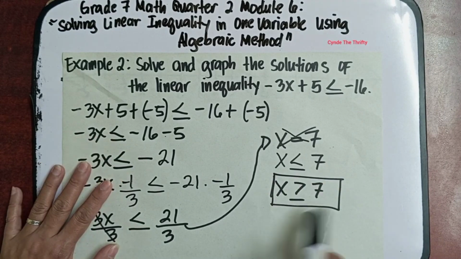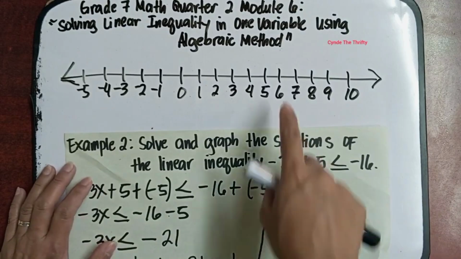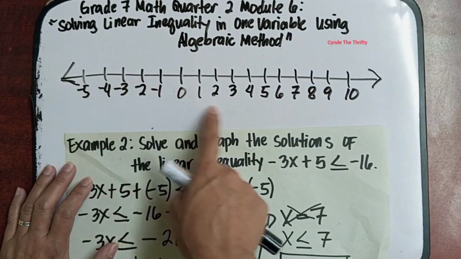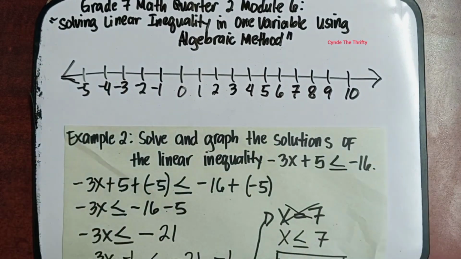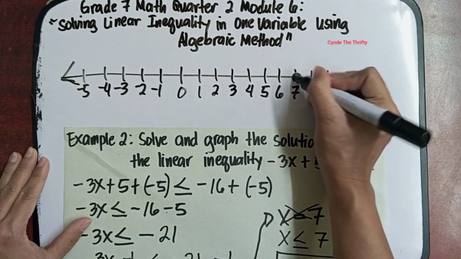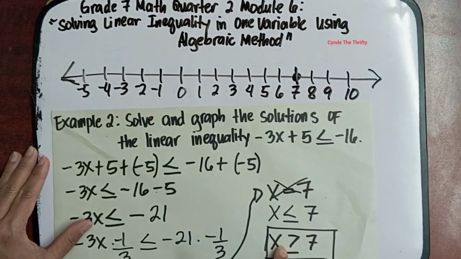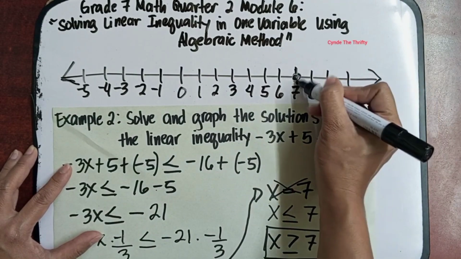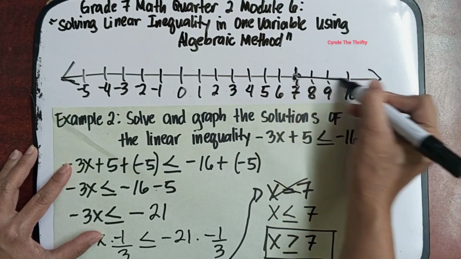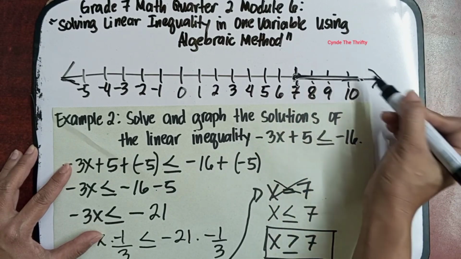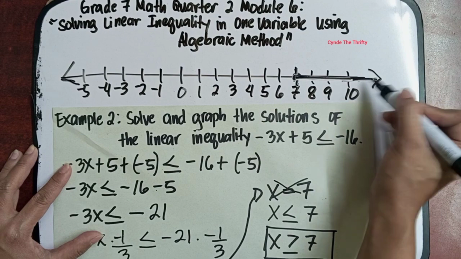Kapag i-graph natin ang ating sagot na x is greater than or equal to 7, so ang mangyayari is nandito ang ating positive 7. Dito ang ating negative integers at dito ang positive integers. So dito tayo sa positive 7. So nandito si positive 7. Okay, so dahil greater than or equal to, so ibig sabihin, mag-start tayo kay positive 7 at lahat ng positive integers na mas malaki kay positive 7 is kasama sa ating solution. So, greater than or equal to. So, dito ang ating solution.